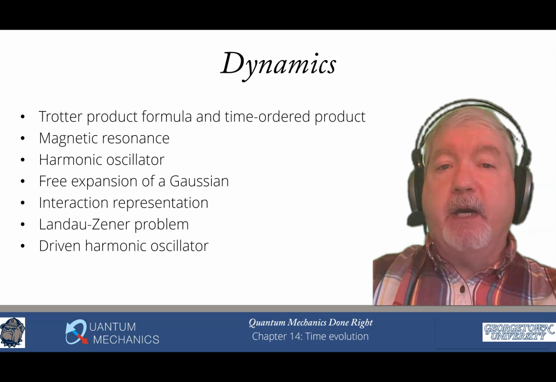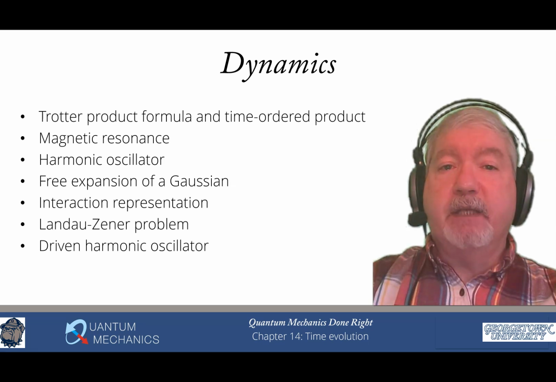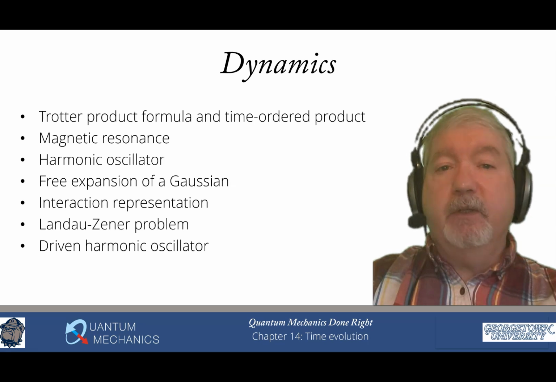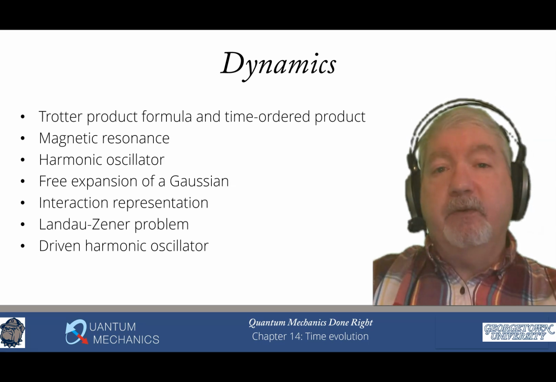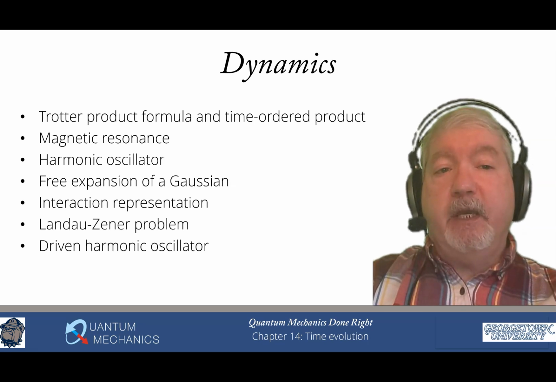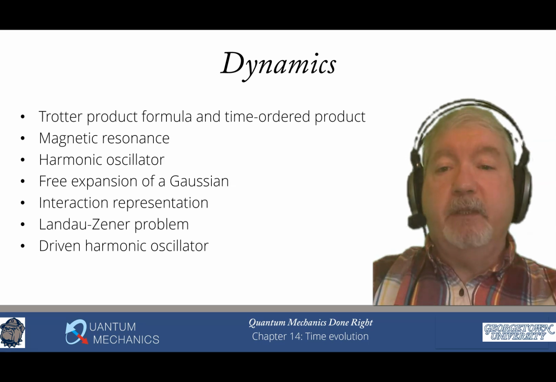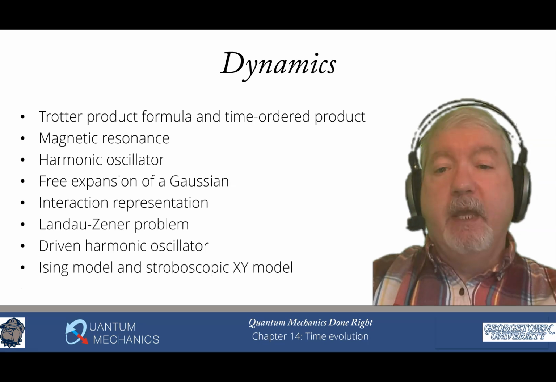Next, we look at the driven harmonic oscillator. This is a fantastic problem. I really like this problem. It is a highly non-trivial time evolution, but you can solve it exactly. There are two different ways we can do it, one which is based on the BCH formula, and one which is based on applying our operator identities. That second method, using the operator identities, I've not seen anywhere else. The method of using the BCH formula is very similar to the way that Merzbacher solves this problem in his textbook. And then we end the chapter with a section on the Ising model and the stroboscopic XY model.